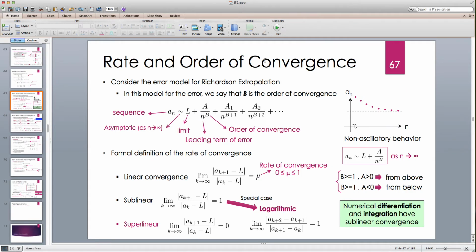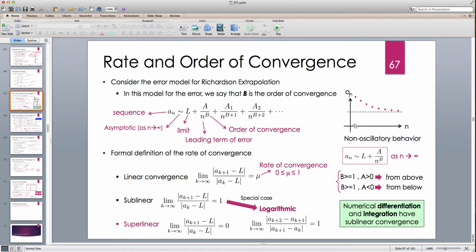In this tutorial, I'm going to continue our discussion on sequences and series, and I'm going to discuss the ideas of rate and order of convergence. So, for example, let's start with a sequence that has this monotonous behavior, and it's more like a non-oscillatory behavior as n grows.